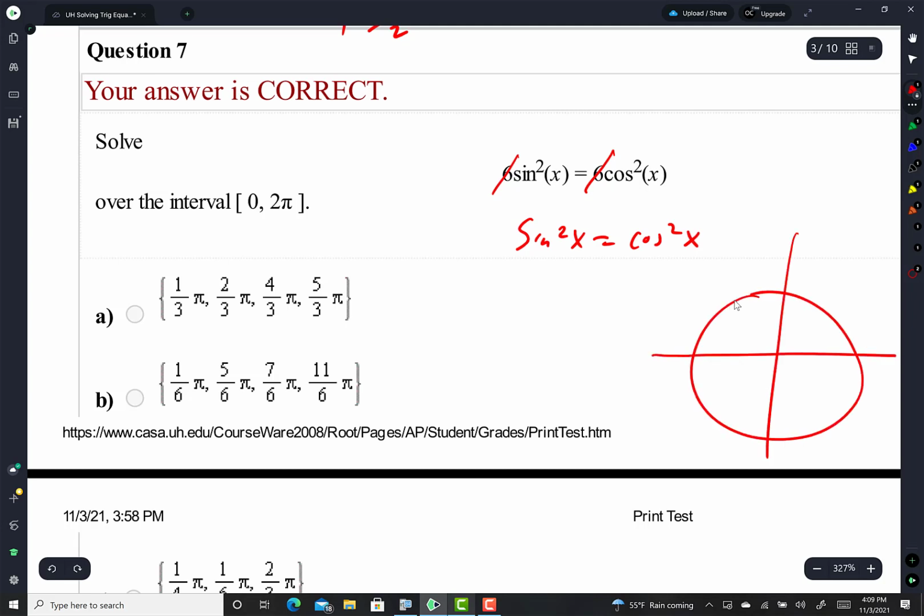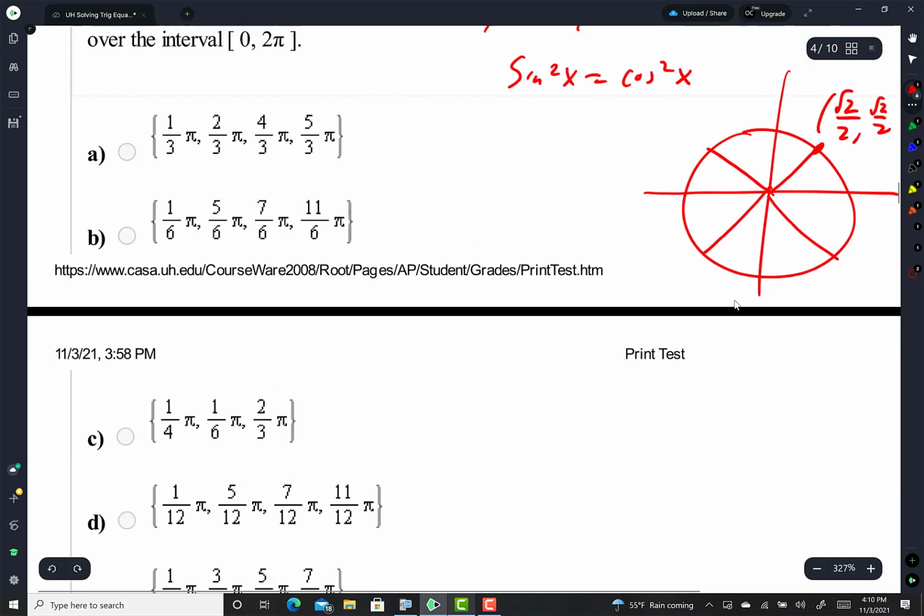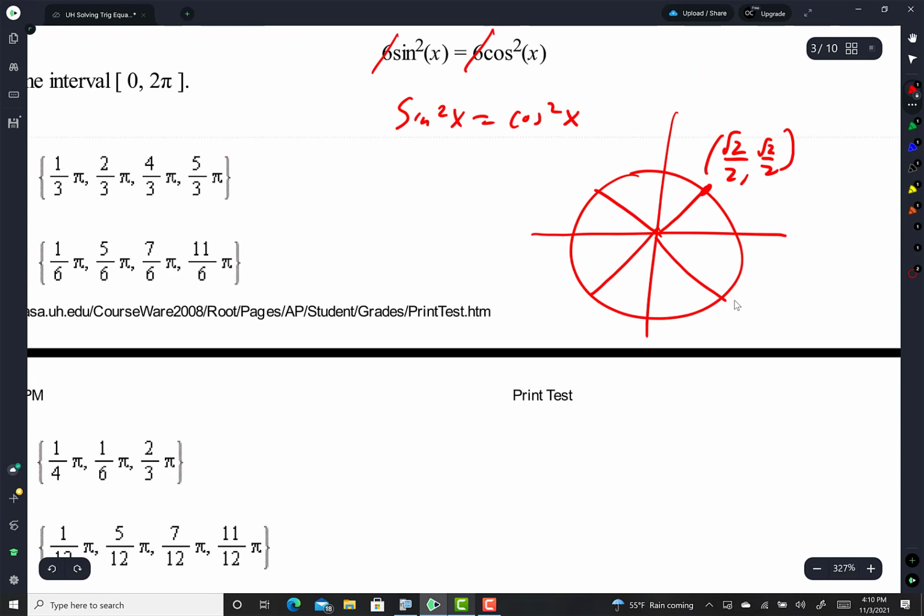Because, and only because, I have a square on it, we do not care about negatives or positive. Why? Because negative squared is going to be a positive anyways. So on the unit circle, tell me where the magnitudes are the same. Just the magnitudes. The square root of 2 over 2, square root of 2 over 2. What angle is that?